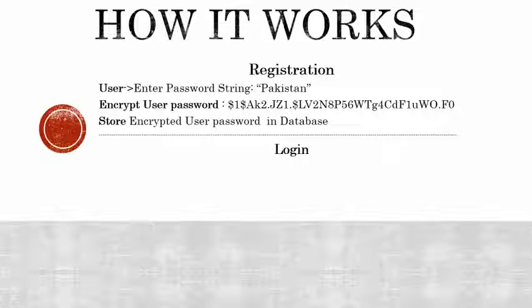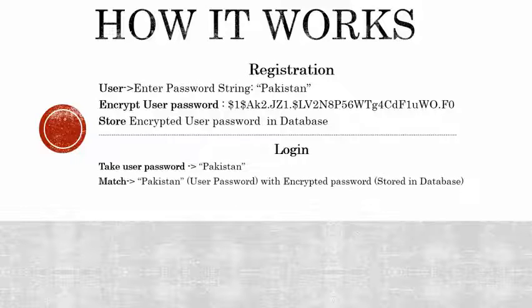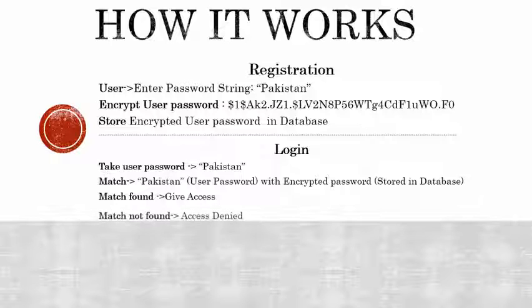So now the user came back to your site to log in to his account and he typed his password of "Pakistan". Then you are going to take that user password and match it with the encrypted password stored in your database. So if a match is found, you will give the user access to the user area, and if a match is not found, you will deny his access.